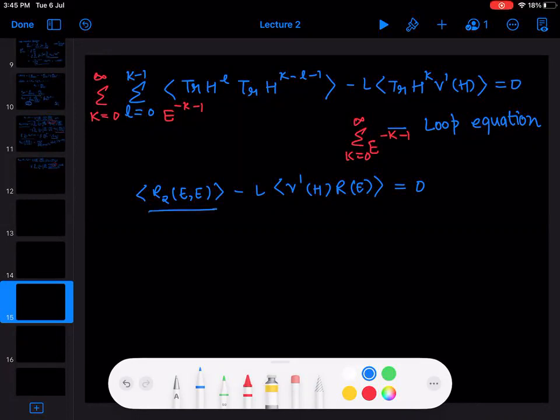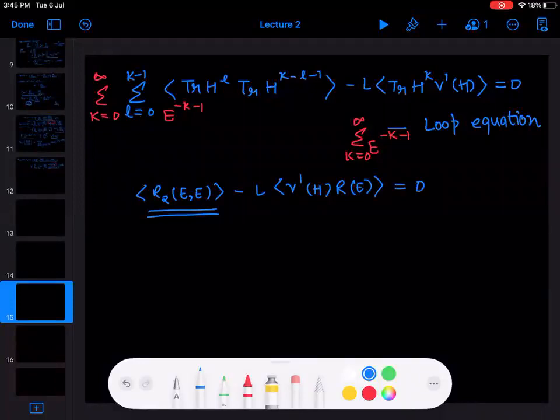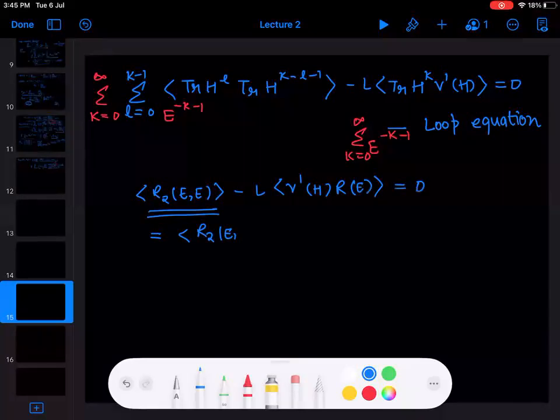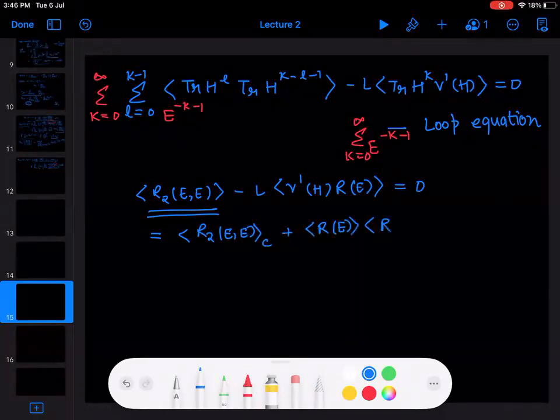Now this is not a connected correlator, so I'll write it in terms of the connected correlators. This is nothing but the connected part. This part.